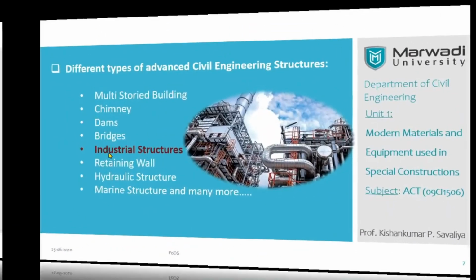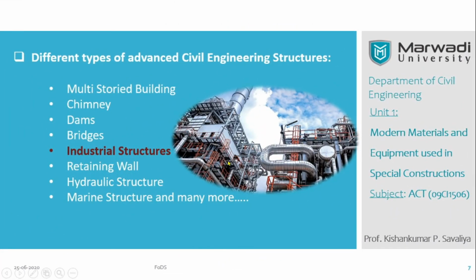Then industrial structures. You can see this is a very typical and very complex industrial plant in which various kinds of structures are there. You can see here the duct is ongoing, various kinds of steel frames are there, one chimney is also provided, exhausters are also provided. So this is the advanced structure.